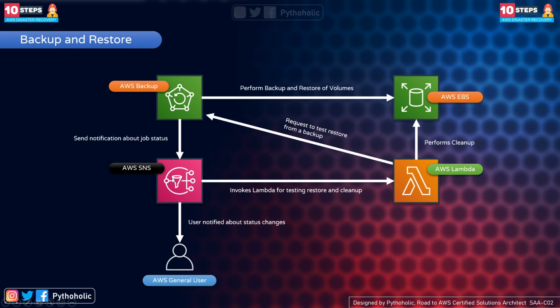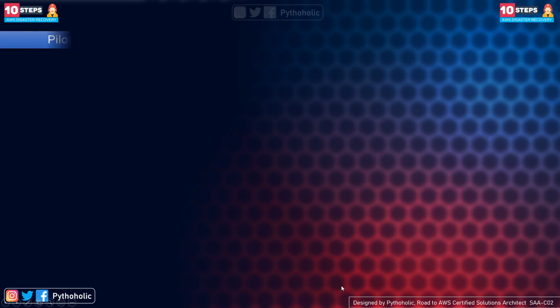And then SNS will create a trigger to execute the job by invoking a Lambda function for testing restore for a backup and the cleanup functionalities and actions. And based on that, we can perform the restore and cleanup of the EBS block storage.